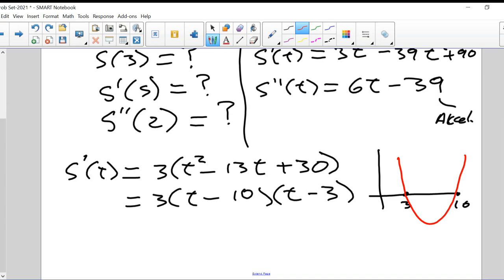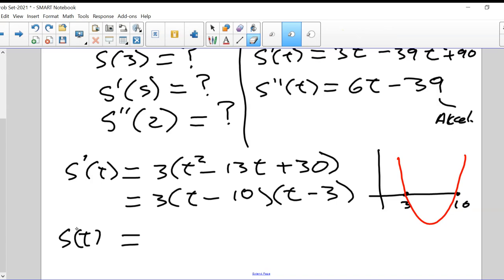Okay? The second function is the straight line function, the acceleration function, 6t minus 39. So that one is a much easier diagram to draw, hopefully. So actually, I don't even need to write this down. We don't need to factor it or anything. We're just going to draw it.